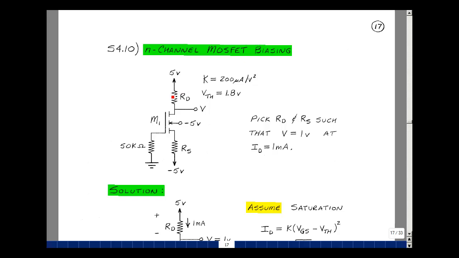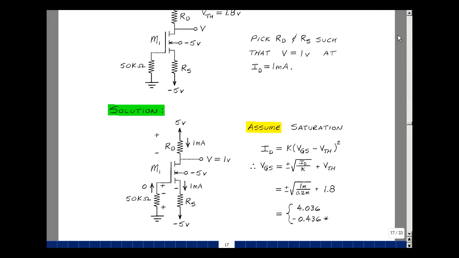Could you pick the resistors R sub D and R sub S such that this voltage is 1 volt when the drain current is 1 milliamp if K were 200 microamps per volt squared and the threshold voltage was 1.8? Because we've got a difference of 10 volts across these 3 elements, I'm going to guess that we're in saturation, and then we'll check our assumption.